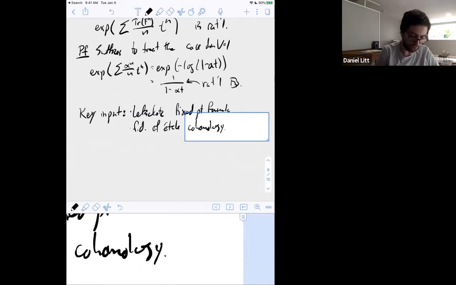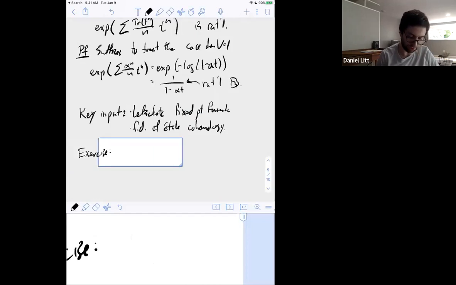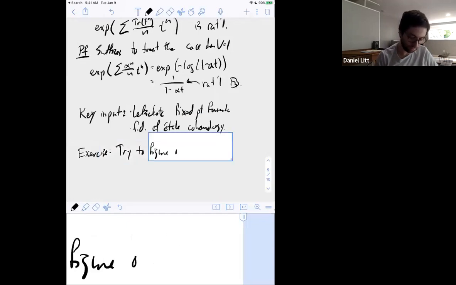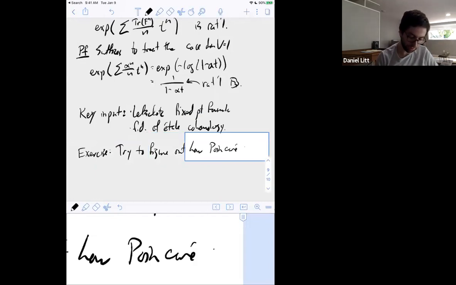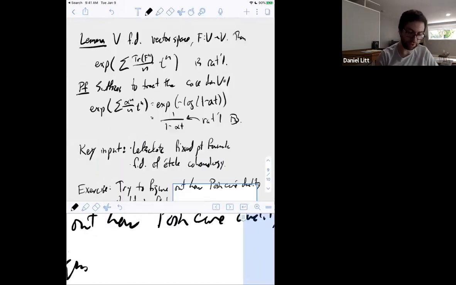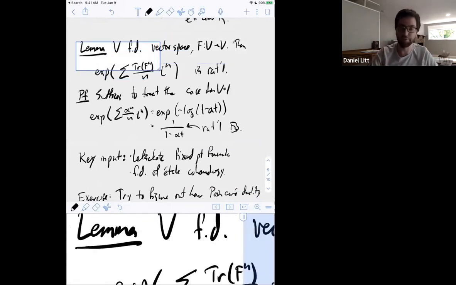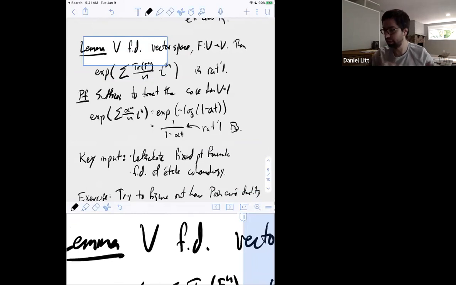Okay, so as an exercise, like before with the case of curves, you should try to figure out how Poincaré duality should give the functional equation. And my hint is just to try this lemma on a vector space which has a bilinear form, and where this F scales the bilinear form. So it preserves it up to scalar.